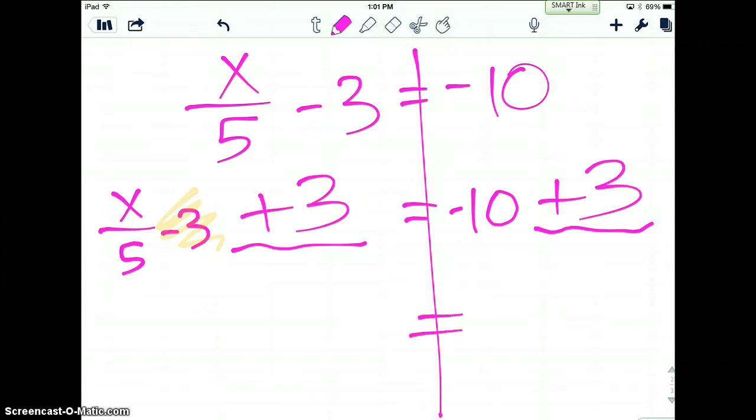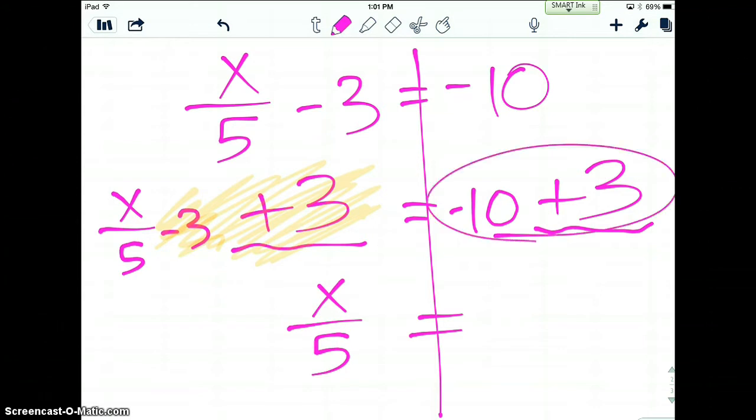Keep it equal. So now when I look at these two, I say, hey, you're opposites. You're 0. So I'm left with just X divided by 5. And then on this side, negative 10 plus 3, we already did that earlier, and that was negative 7. And now X is almost alone. It needs to get rid of this division by 5. It's like, please, get away from me. I want to be alone.